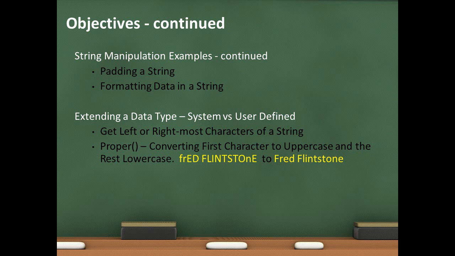And then at the end of this, we're going to look at extension types. I'm going to show you how to go back in and add in commands that don't already exist in a string command. For example, left or right. If I want to pull the left 5 characters off of a string or the right 5 characters off a string, I want to have that ability.